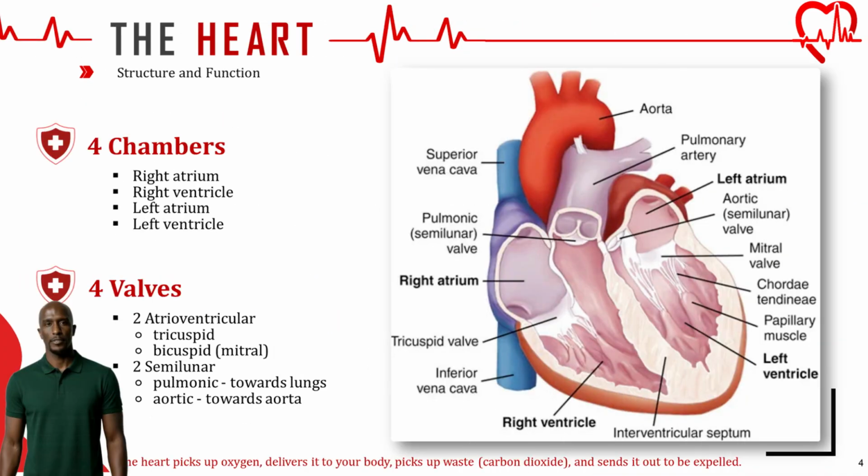The heart consists of four chambers: right atrium, right ventricle, left atrium, and left ventricle. It also has four valves: tricuspid, bicuspid, mitral, pulmonic, and aortic. These structures ensure efficient blood flow, oxygenating the body and removing carbon dioxide. Understanding this is crucial for comprehending blood circulation dynamics.